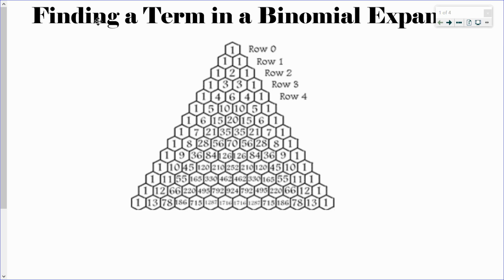As an extension to the binomial theorem or binomial expansion, we may ask you to find a specific term in a binomial expansion. So we're going to go through that using still Pascal's triangle or combinations, but we just want to look at an individual term rather than expand the whole thing.